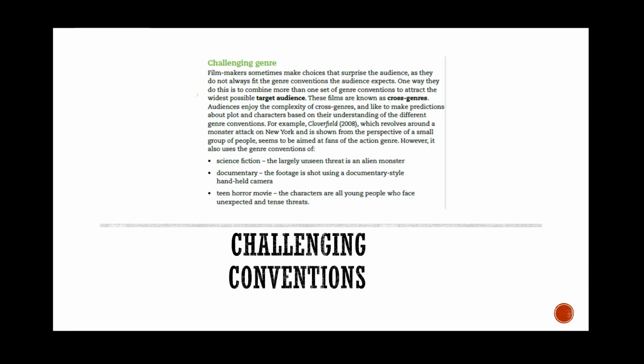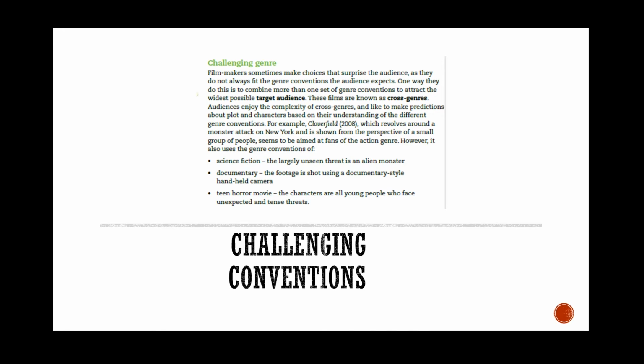Now, sometimes we can be challenging genre. We have these genre conventions, and sometimes people go completely against that. Filmmakers sometimes make choices that surprise the audience, as they do not always fit the genre conventions the audience expects. One way they do this is to combine more than one set of genre conventions to attract the widest possible target audience. These films are known as cross-genres.